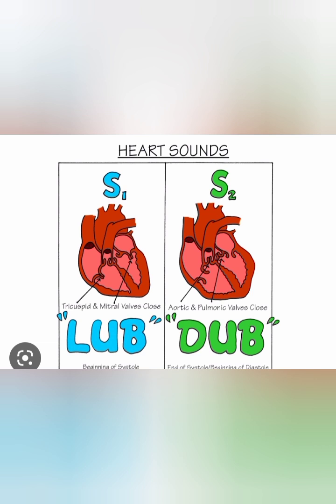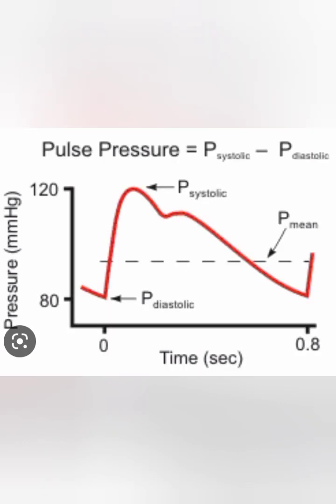Now we will discuss some of the terminologies. First, pulse pressure. What is pulse pressure? Pulse pressure is the difference between systolic and diastolic pressure.